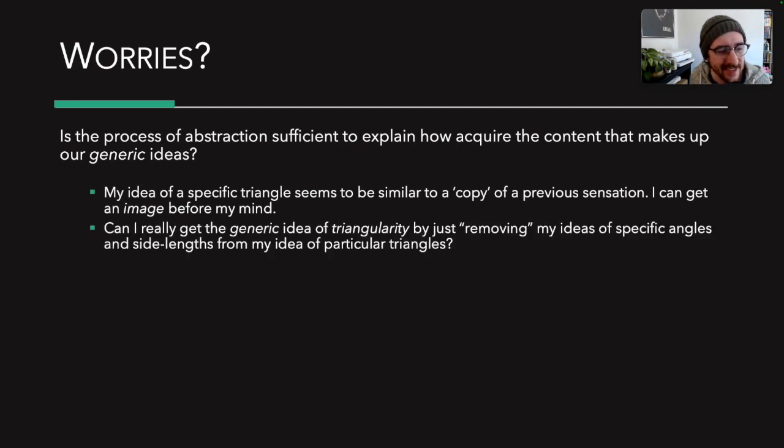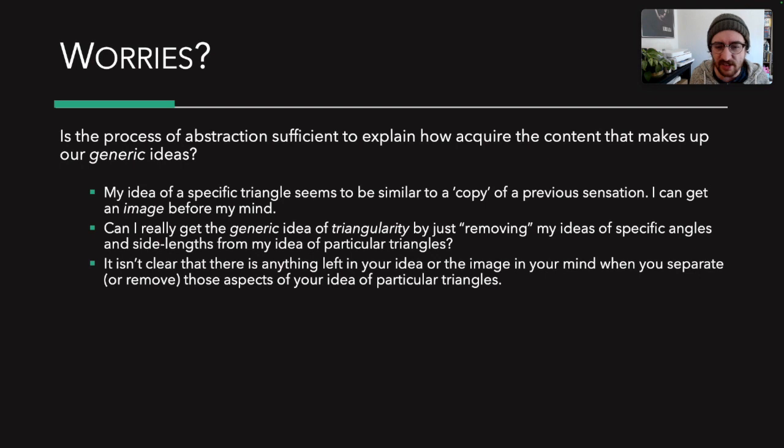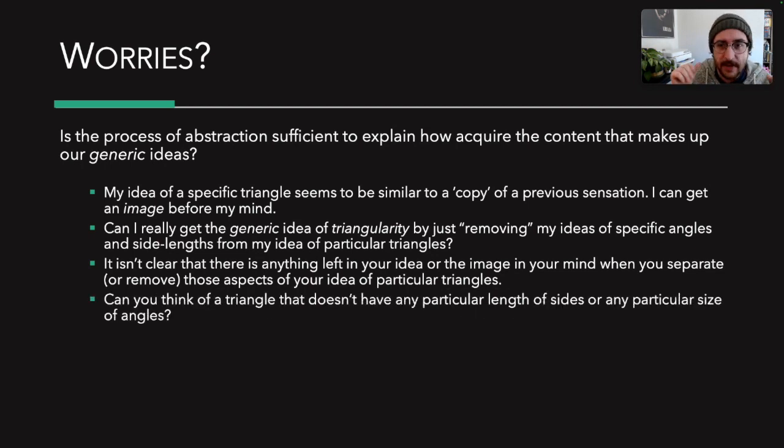But can I really get the generic idea of triangularity by just removing my ideas of specific angles and side lengths from my idea of particular triangles? If those ideas of particulars are images in my mind, well, when you take away the angle, when you take away the length of a side from the image, it's not clear that there's really anything left over. It's just empty space at that point. I mean, can you think of an image of a triangle that doesn't have any particular length of sides or any particular size of angles? So it looks like the generic idea can't just be an image in my mind, like maybe the idea of a particular triangle would be.